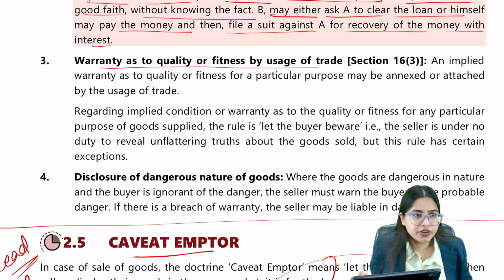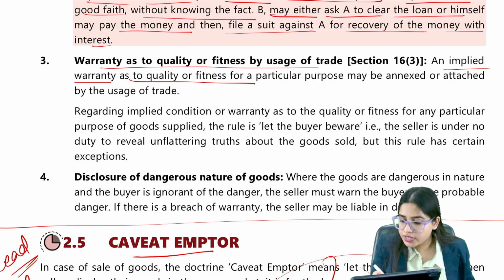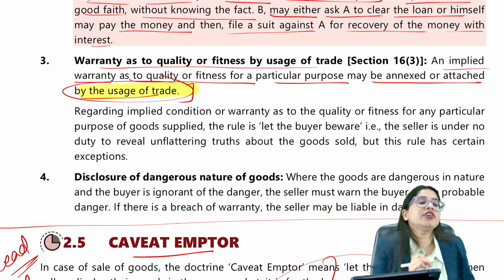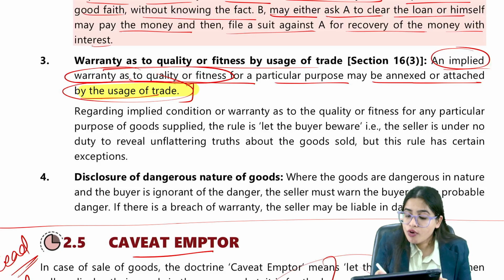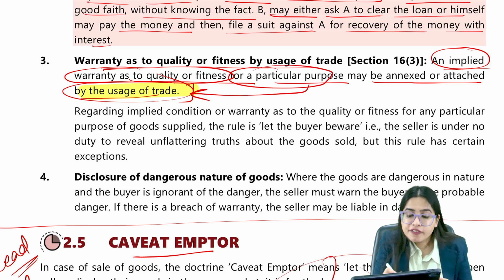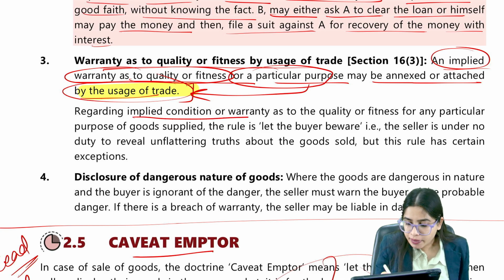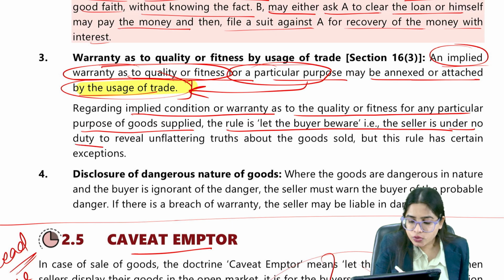Warranty as to quality or fitness by usage of trade. An implied warranty as to quality or fitness for a particular purpose may be annexed or attached by the usage of trade. This word is very important here, usage of trade. You will get an implied warranty as to quality or fitness for a particular purpose only if it is with respect to usage of trade. Are we clear with this? Regarding implied condition and warranty as to quality or fitness, the rule of let the buyer beware applies. That is, the seller is under no obligation to reveal.